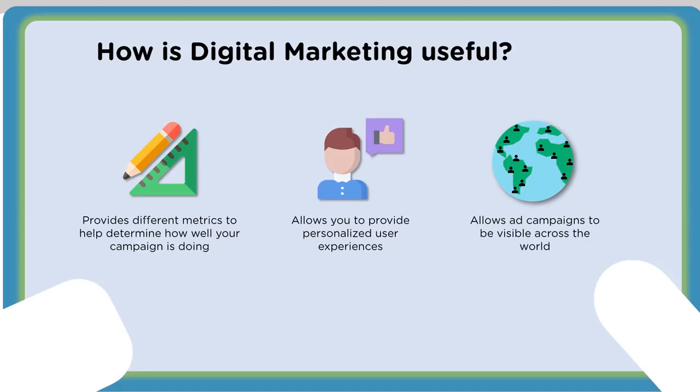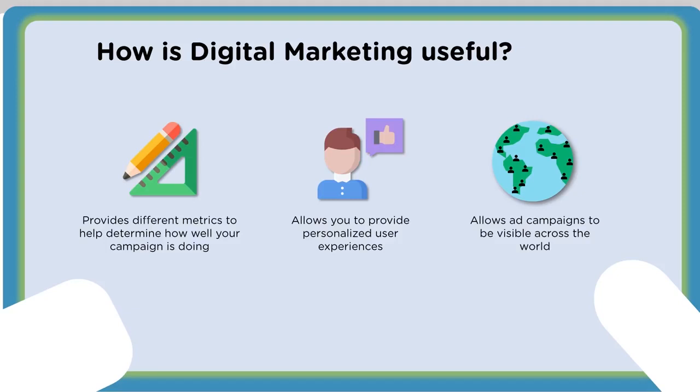How is digital marketing useful? Well, we know it provides different metrics. Why do we know it provides different metrics? Because it's all digital. Okay, so anytime you send out an email or post something on Facebook, you're going to get data back. And when you get data back, you could take that data to determine how well that post or that email performed. And if it didn't perform up to expectation, you can make changes to improve performance. That's called optimization. Okay, so that's the great thing about digital marketing.